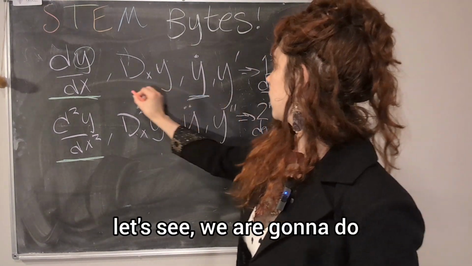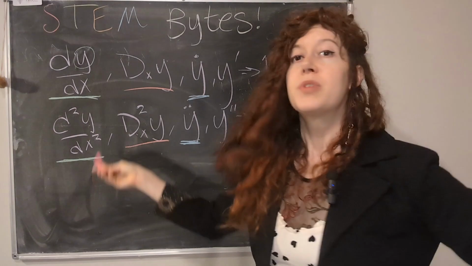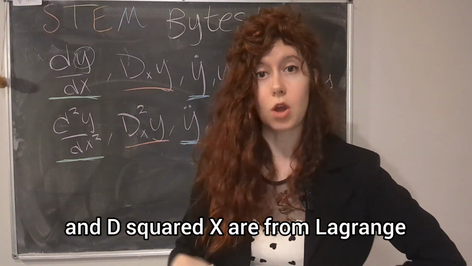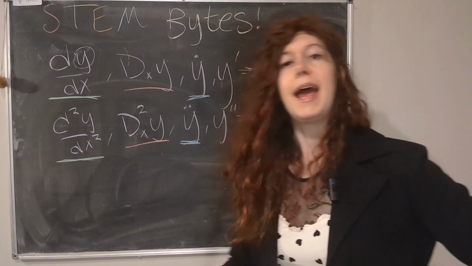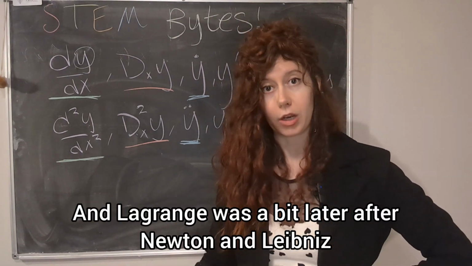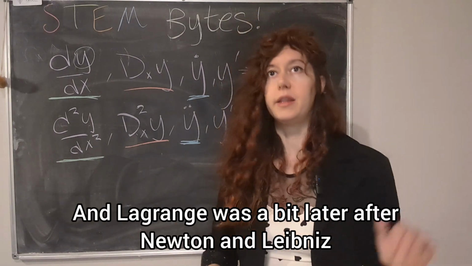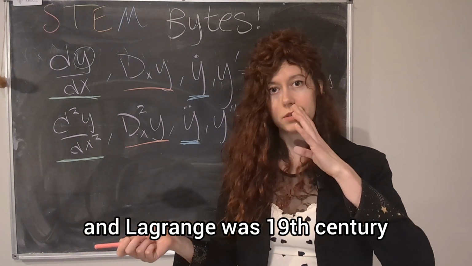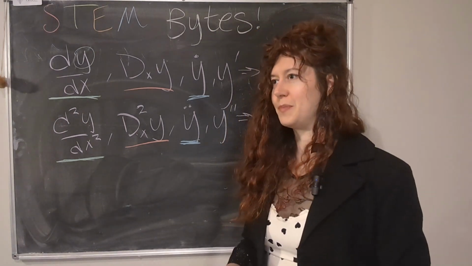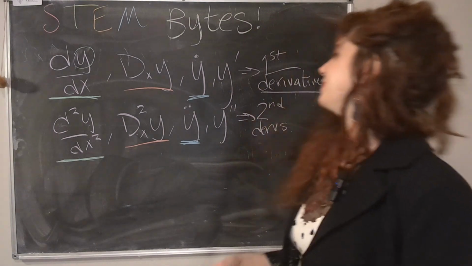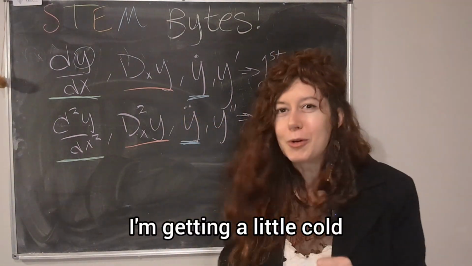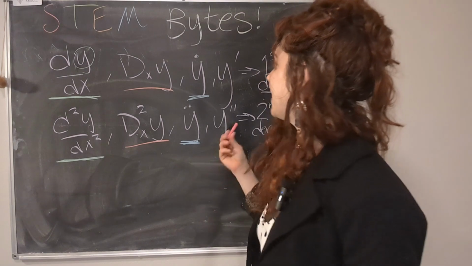So let's see, let's do this one first. So the capital D x y and D squared x are from Lagrange. And Lagrange was a bit later after Newton and Leibniz. I think they were 16th century and Lagrange was 18th century. Don't quote me on that. My math is better than my history. So, excuse me. I'm getting over a little cold, so I got a little cough.